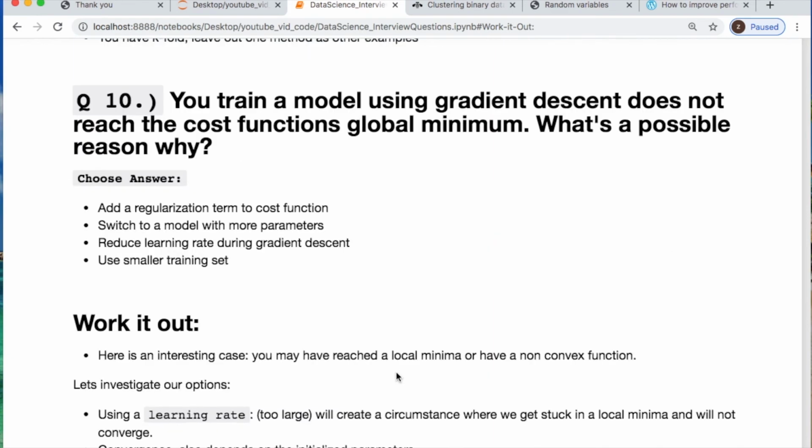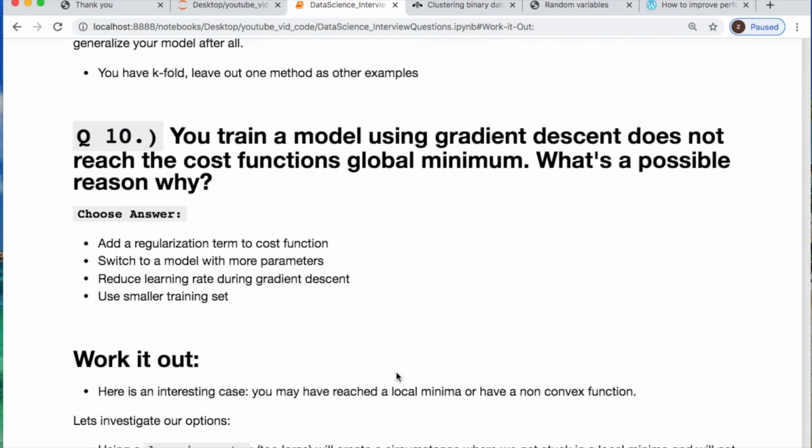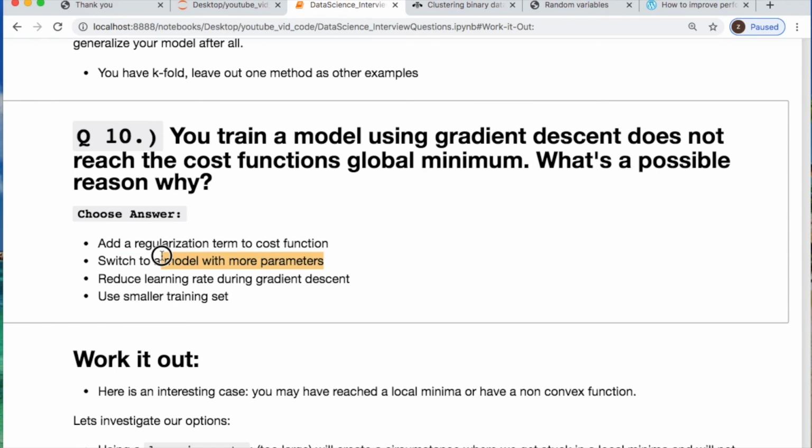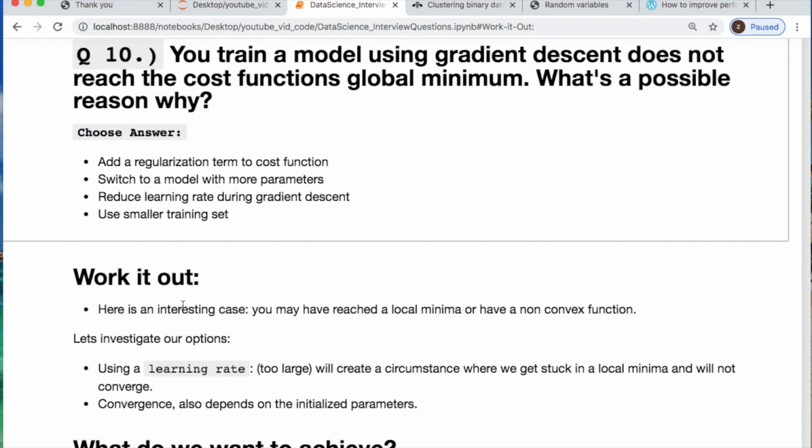Now, if we were training a model using gradient descent and you don't reach a global minimum, well, what's one way you could resolve this? Like what's a possible reason for this? So there's a few interesting things. It says you could add a regularization term, you could switch your model and put in more parameters, you could reduce the learning rate, or you could use a smaller training set. I'm not going to say this, so I'm throwing that out right off the bat. If I'm running a neural net, I want a bunch of data. So let's look into this.